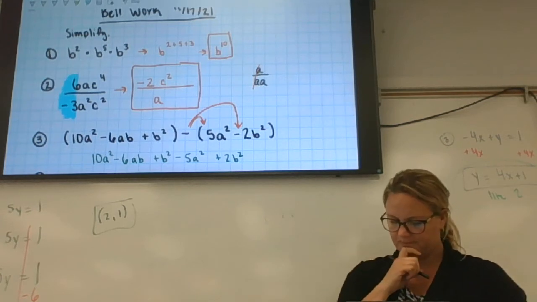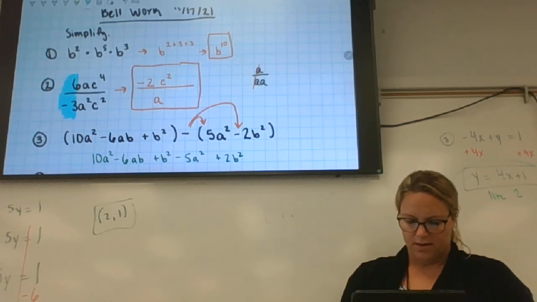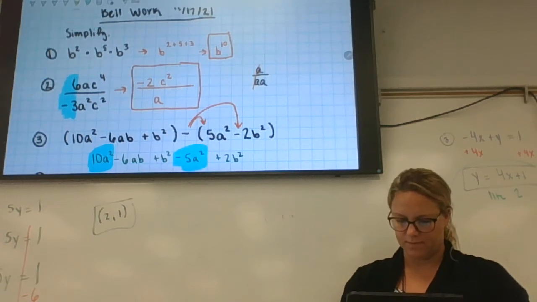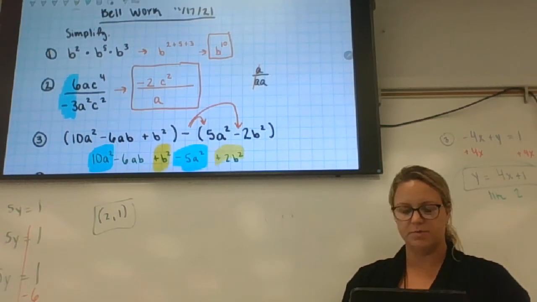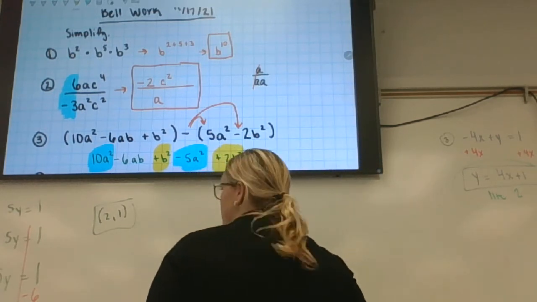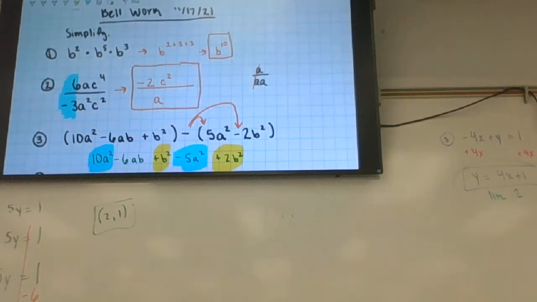Now I'm going to search for anything that is a like term and combine it. Looks like 10 and -5, b squared and 2b squared. And when you combine like terms, you don't change exponents.